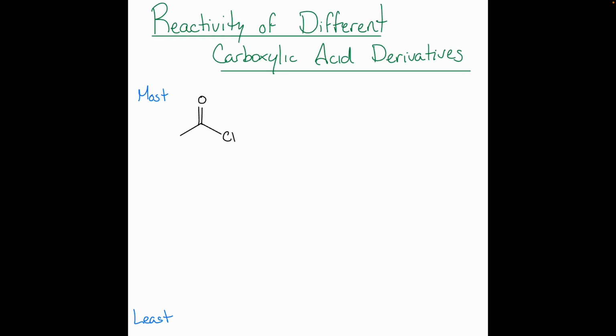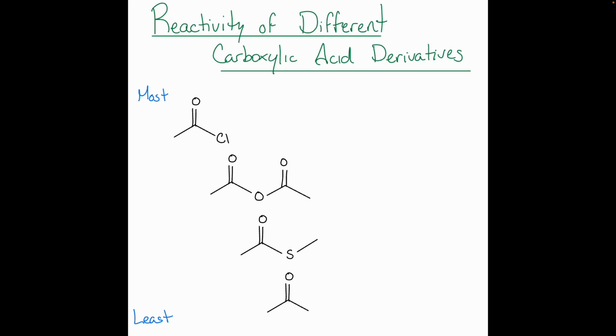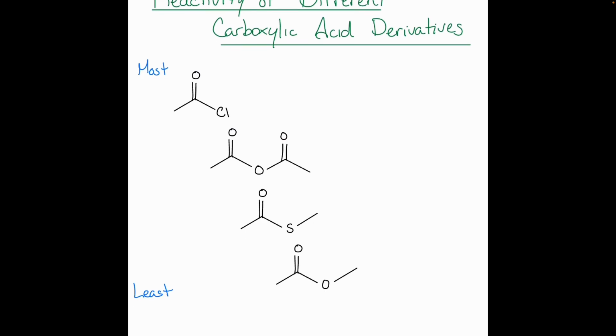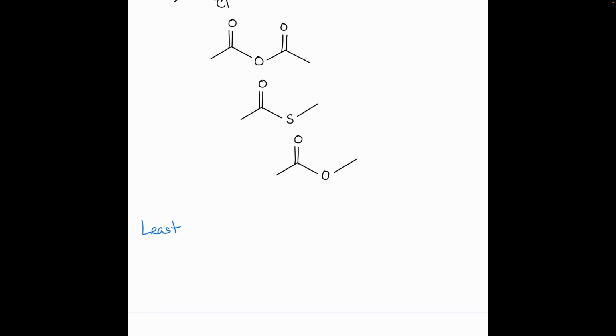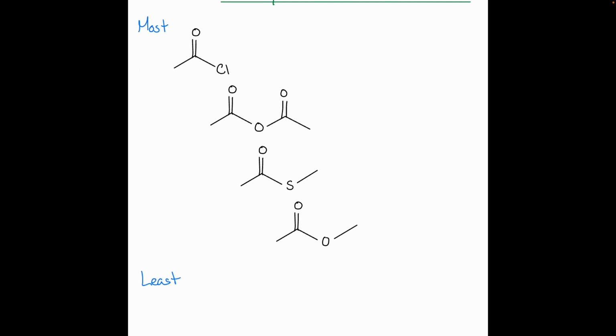All right, but that is going to be our most reactive, followed by those acid anhydrides. Then those thioesters. Then the regular esters. All right, and then finally, the least reactive of our carboxylic acid derivatives are the amides. We have nitrogen in that position.